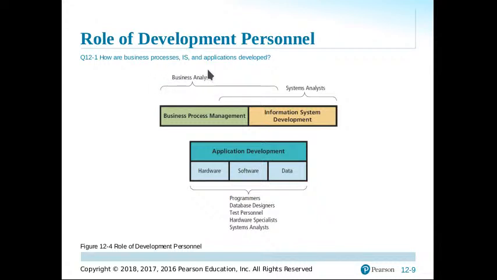Okay, you know what to do, and how to improve the business process. So the first class or first group of people responsible for business process management will be business analysts, right? The next will be the group of people responsible for information system development.